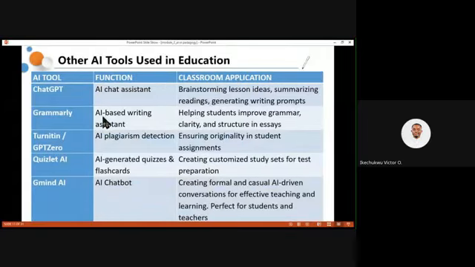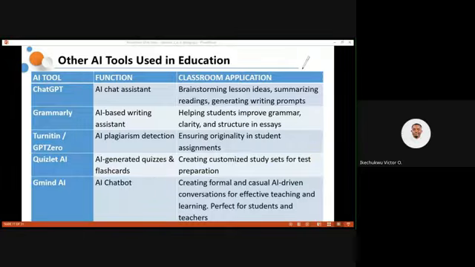ChatGPT can function as an AI chat assistant. It helps to brainstorm ideas, right? Then we have Grammarly. It's an AI-based writing assistant. Yes, it helps people to write, to make sure their writings are correct and good. It helps them improve on their grammar or on their creative writing, and makes it clearer and well structured. All of their essays will be well structured.